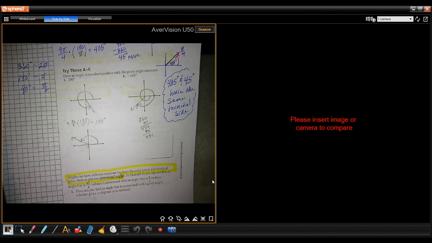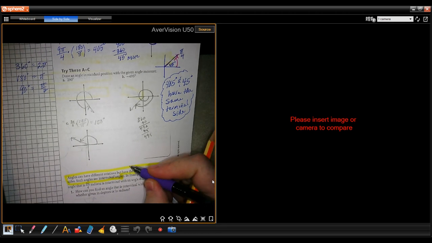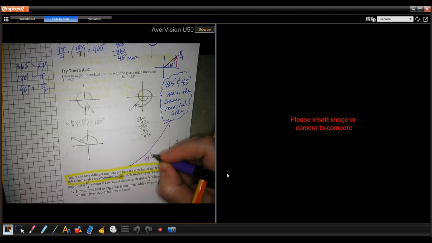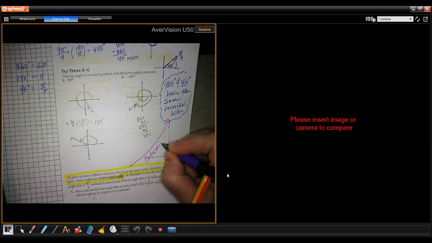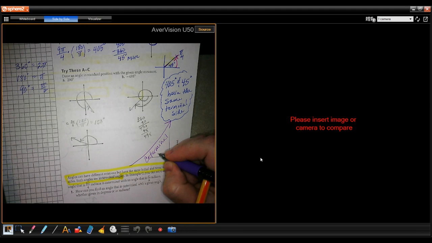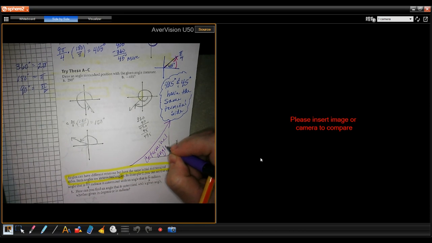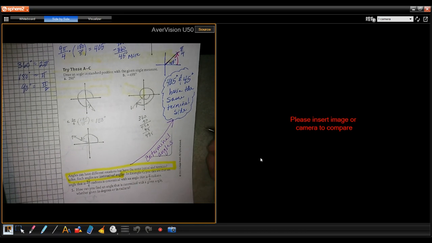Coterminal angles. These right here are coterminal angles. And the way I think about it is, like co-workers work at the same place, so coterminal means that the angles end at the same place. That's one way you can think about it.